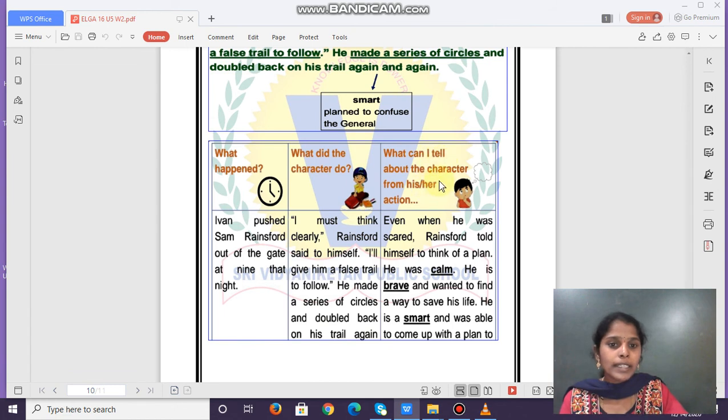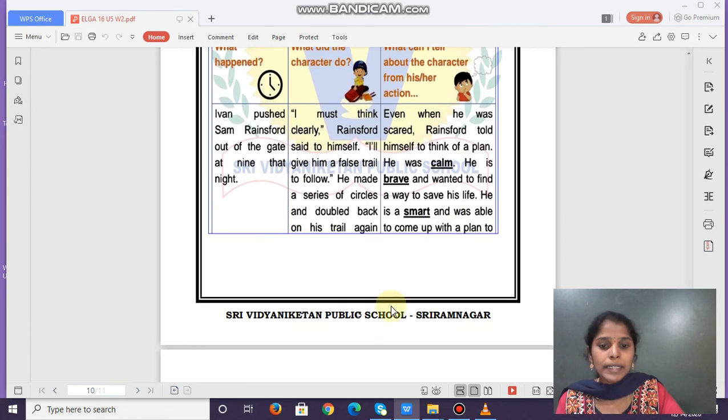And what can I tell about the character from his or her action? Even when he was scared, Rainsford told himself to think of a plan. He was very calm. He is very brave and wanted to find a way to save his life by himself. He is smart and was able to come up with a plan.